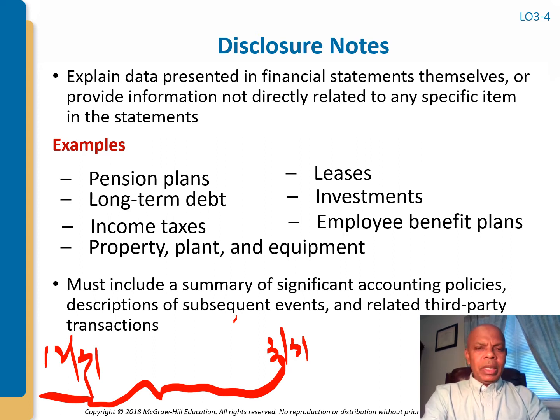Related party transactions. If you have any related party transactions, like you have subsidiaries and you're buying and selling between related parties, or even if you are the owner of a corporation selling assets to shareholders, those kinds of things, that's a related party. Those types of information should be disclosed to the public.